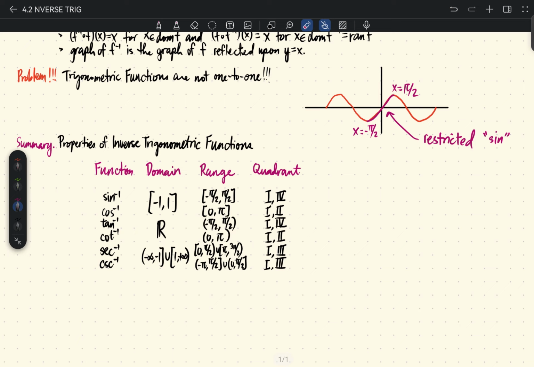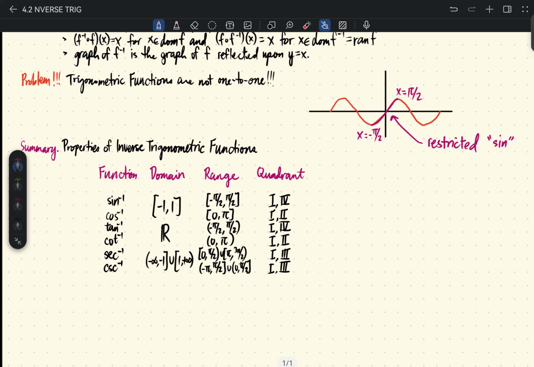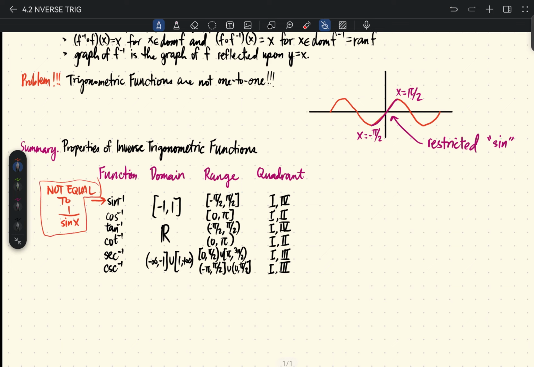So take note, this raised to negative 1 here doesn't mean that we're taking the reciprocal of the trigonometric function. This just means that you are taking the inverse. So this one right here is not equal to 1 over sine of x. Okay? You have to take note of this one right here.